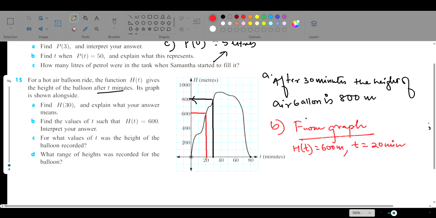But can't we know the height of the balloon at 10 minutes or 30 minutes? We already answered for the 30 minutes. So it's basically for what values of time we recorded the height. So it's kind of the domain. So I can say for t greater than or equal to 0 and less than or equal to 80 minutes, we recorded the height of the balloon.